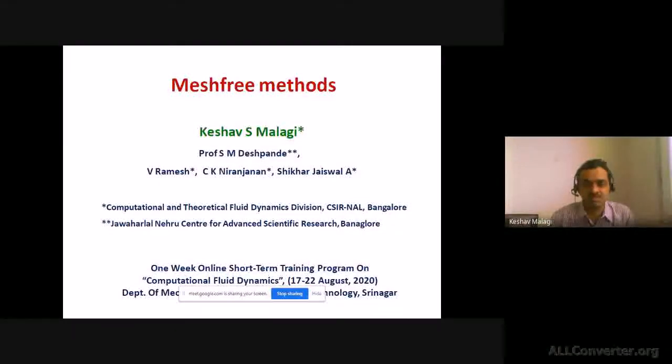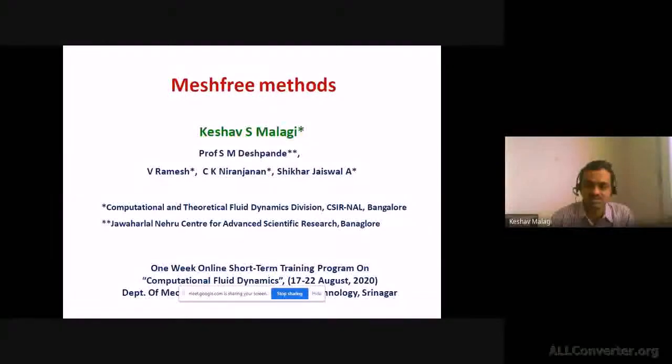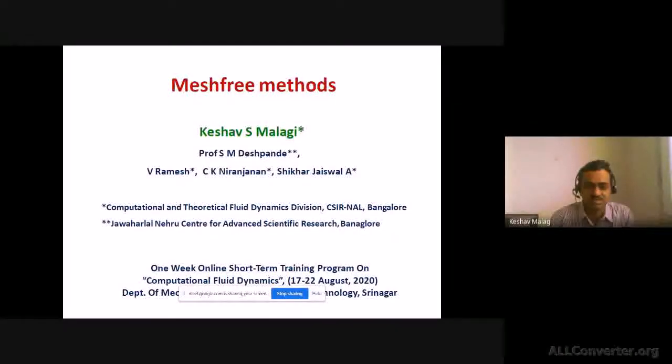Our main person is Professor S. M. Deshpande. He was a faculty in the aerospace department at the Indian Institute of Science. So he drove this research primarily. And at NAL, I am sharing my work with my colleagues Dr. V. Ramesh, Niranjanan, and Shikhar Jaiswal at the CSIR's NAL's Computational and Theoretical Fluid Dynamics Division.